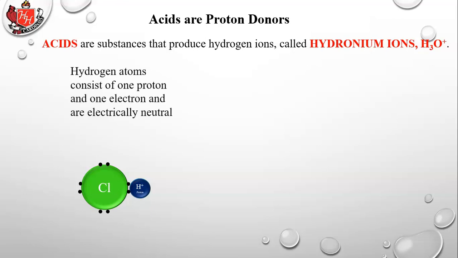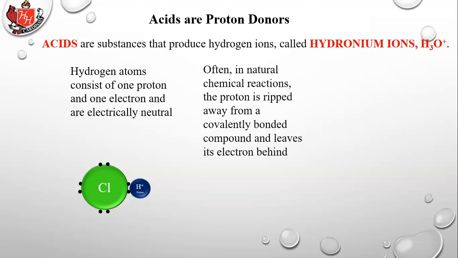So hydrogen atoms consist of one proton and one electron and are electrically neutral. Often in natural chemical reactions, the proton is ripped away from a covalently bonded compound and leaves its electron behind. So watch what happens here. Remember, in that bond between the hydrogen and the chlorine, the chlorine contributed one of those two electrons and the hydrogen contributed one of those two electrons, so they're sharing those two electrons. But there are times when that hydrogen is going to be more attracted to another atom, and we'll talk about that a little bit more in a moment.